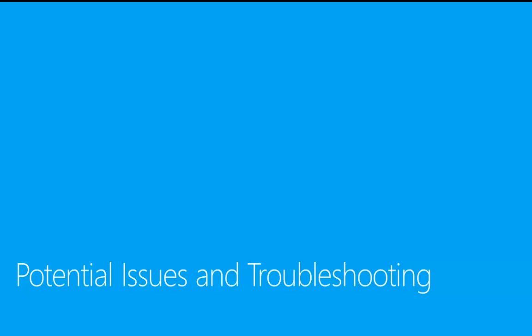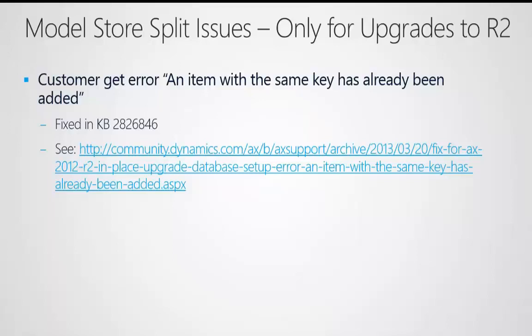The next section, we're going to go through some potential issues and troubleshooting. So the first issue here is actually something which was reported only for R2, but I've put it in here for reference. Sometimes you get an error: an item with the same key has already been added. This was fixed in the KB you can see on the screen here, and was also blogged on this link below. This should no longer be an issue for R3.